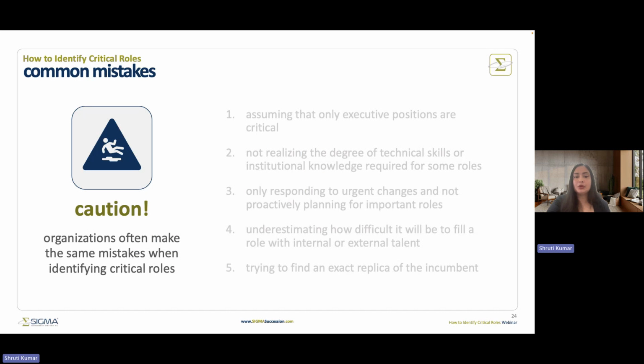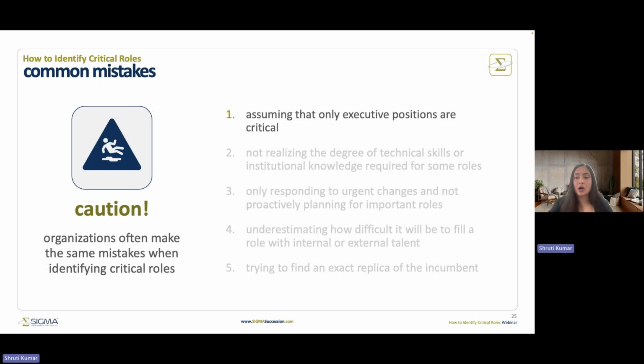So again, although I've given you guidelines for identifying critical roles, oftentimes organizations can face uncertainty or time pressure, and this may lead to some specific mistakes. So let's talk about how we can avoid these mistakes. So the first one here is assuming that only executive positions are critical. Now we've discussed this already, right? So we know that we can avoid this by starting with a broader list of potential critical roles.